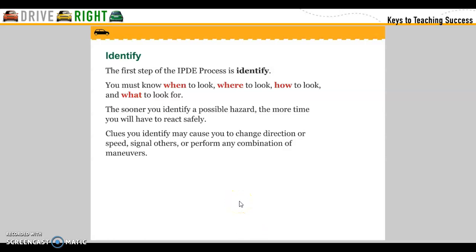Identify. The first step of the IPDE process is identify. You must know when to look, where to look, how to look, and what to look for. The sooner you identify a possible hazard, the more time you will have to react safely. Clues you identify may cause you to change direction or speed, signal others, or perform any combination of the maneuvers.